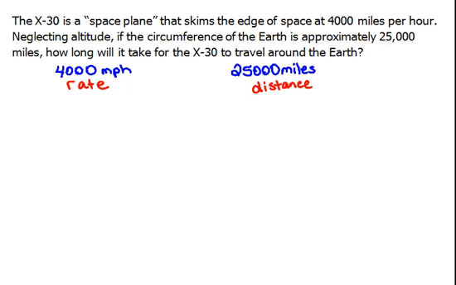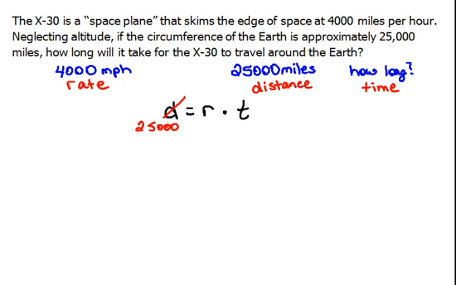What are they asking us for here in this problem? They say, how long will it take to travel around the Earth? How long? That's talking about some kind of a time reference. Look at what they've given us and what they're asking us for. They've given us a rate and a distance, and they're asking us for a time. There is a formula that deals with these three things, and that formula is distance equals rate times time.